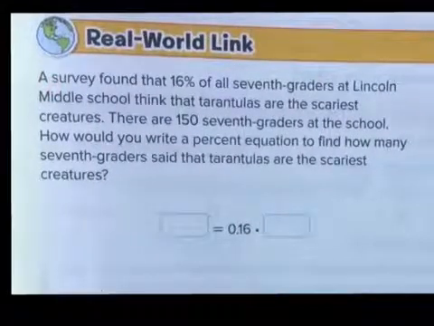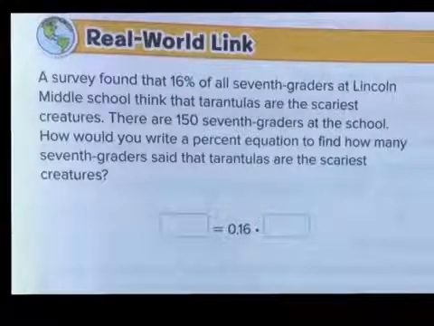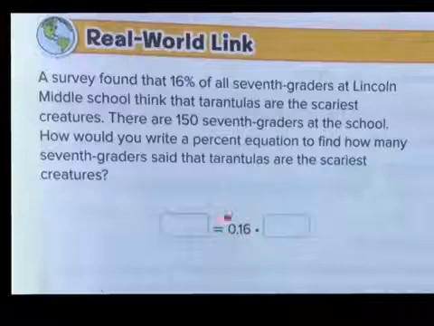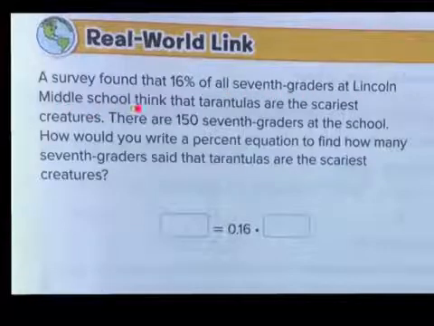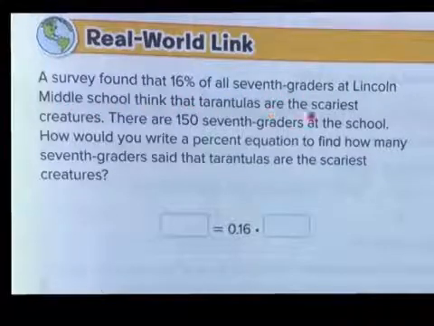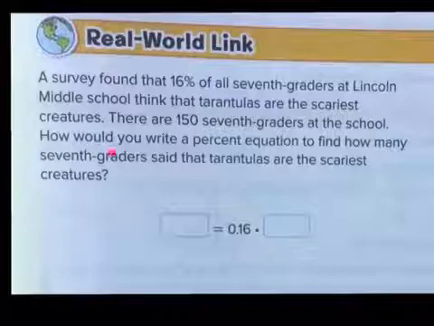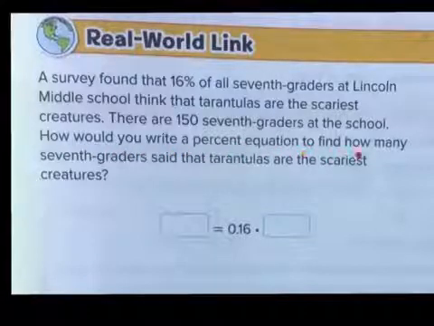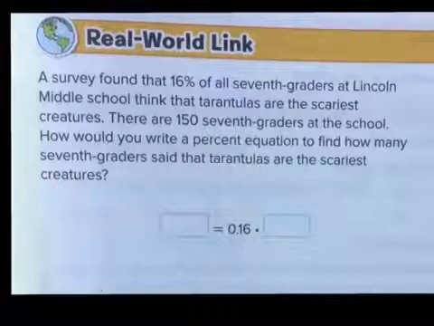Okay, a survey found that 16%, so remember we can't multiply percent, that's going to turn into 0.16. Okay, that is our percent. A survey found that 16% of all 7th graders at Lincoln Middle School think that tarantulas are the scariest creatures. There are 150 7th graders at the school. How would you write a percent equation to find how many 7th graders said that tarantulas are the scariest creatures? So how do you find 16% of 150?